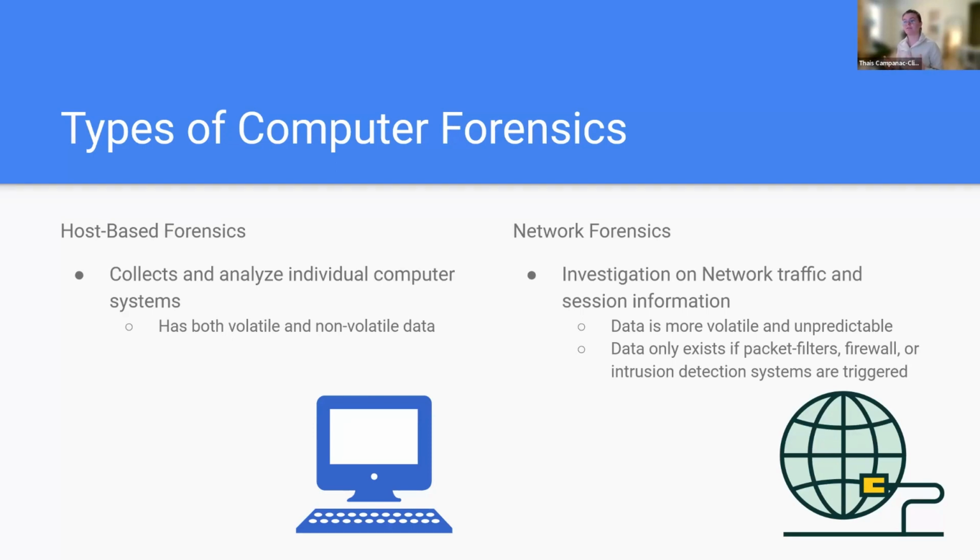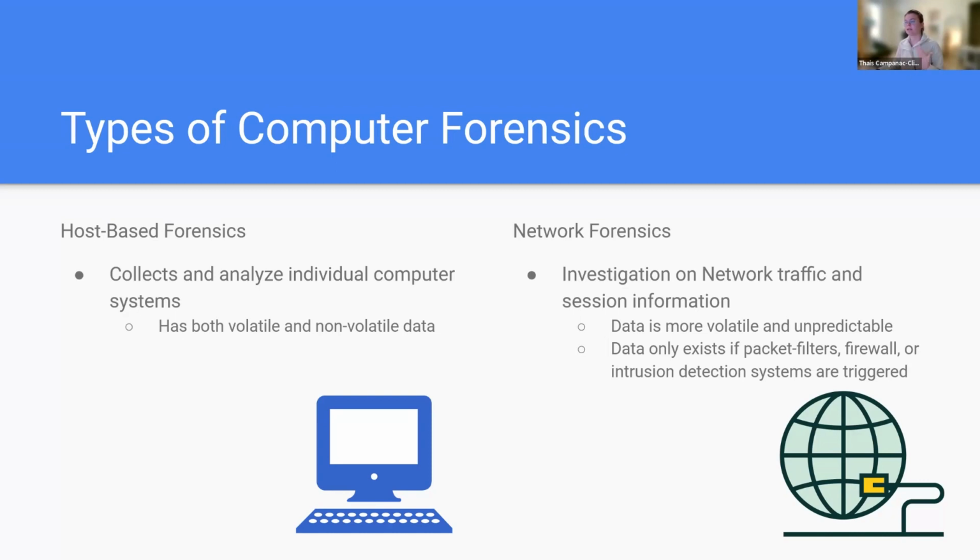Both of them do have data, but data can be either volatile or non-volatile for host-based forensics, for our computers and laptops. Data, on the other hand, for network forensics is more volatile, more unpredictable, and only exists if we install the necessary tools and measures in order to log what happened, whether as verbose or not, meaning as detailed or not detailed. This is all up to us.